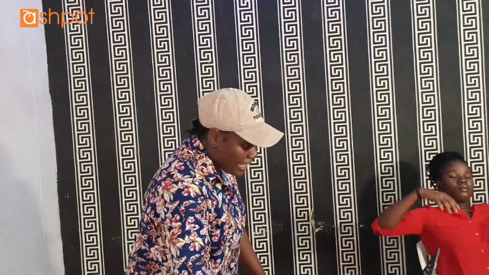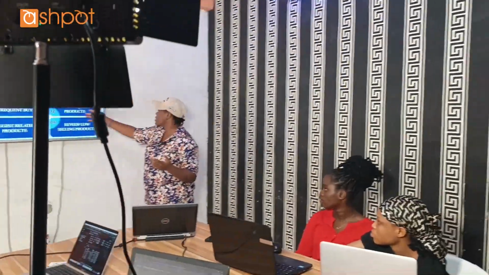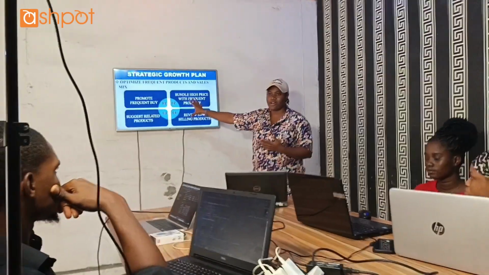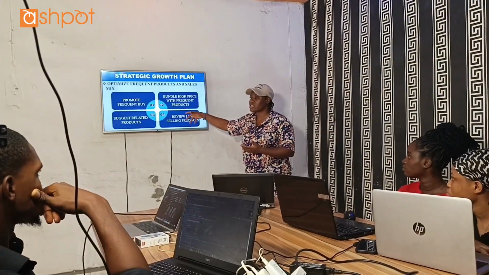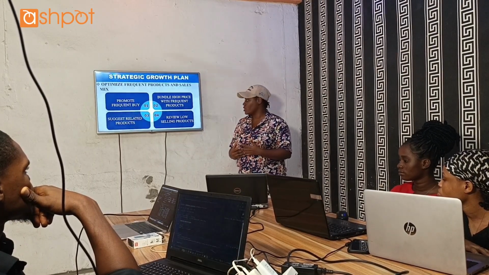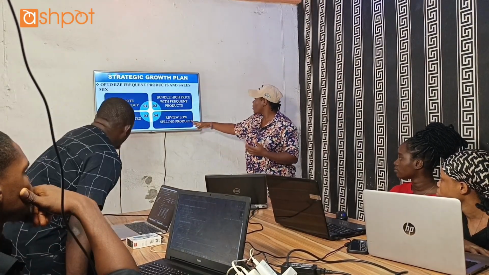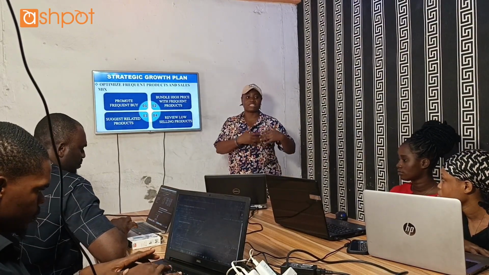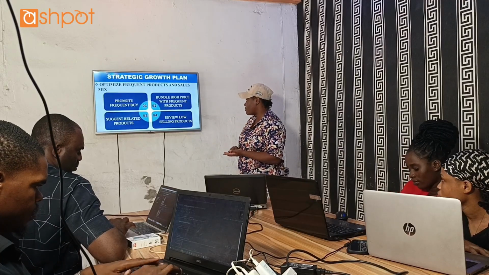Then the next strategic plan I have here is to optimize frequent product and sales mix. What I mean by that is promote your frequent buys. Like I said earlier, you can use ads to promote your goods. You can bundle high-priced goods with frequent products. You know those 10 products that I listed here that are our most frequent orders, you can bundle them with the high-priced goods that are not giving traffic to the business as often. The next one is we review our low selling products. Why are these products selling low? Once we find the problem, we'll know if it's the price, and we can decrease the price.